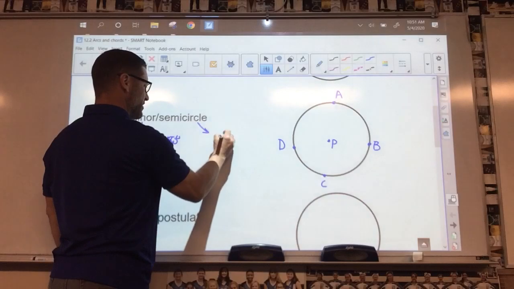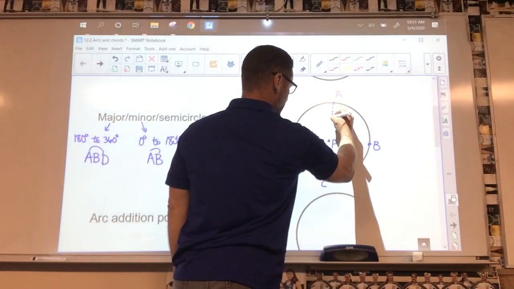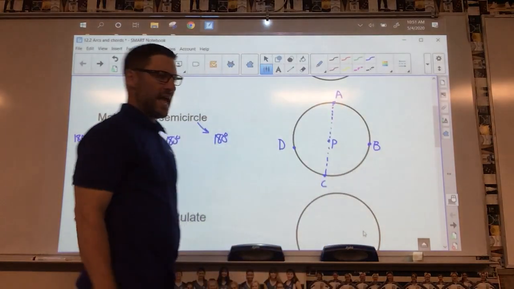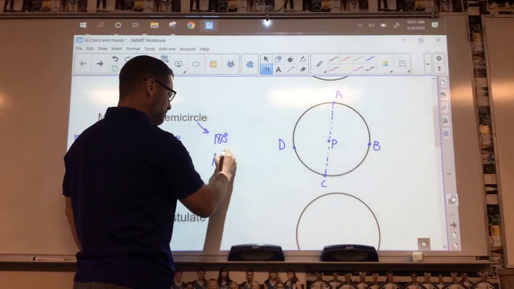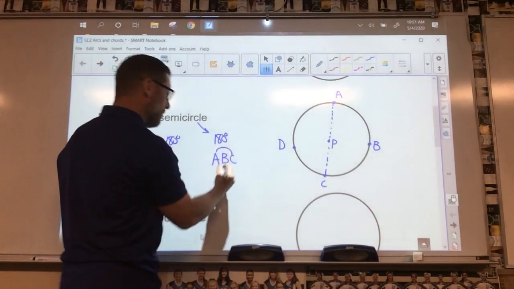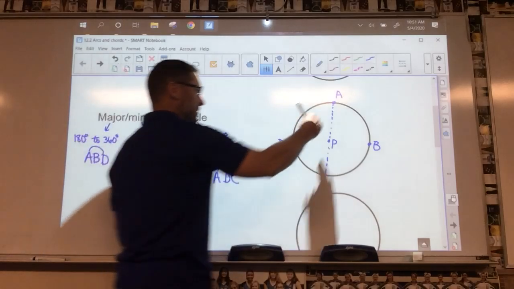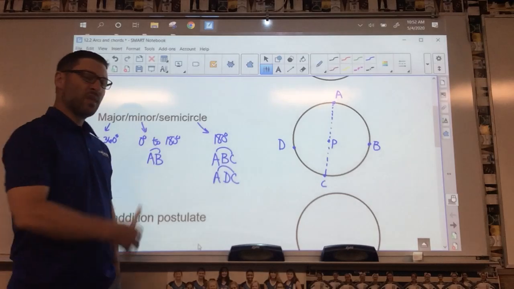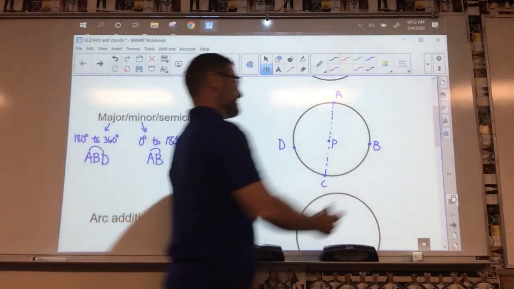And then the last one is a semicircle. It's equal to 180 degrees exactly. And we would know that this is a diameter here. That diameter would divide the circle in half. And we could say A, B, C is a semicircle, or we could also say ADC is a semicircle, and you use 3 letters to name a semicircle also. That's the common notation of what arcs look like.